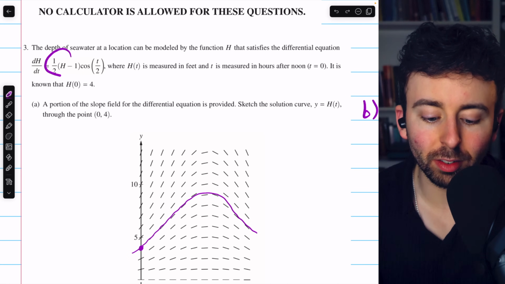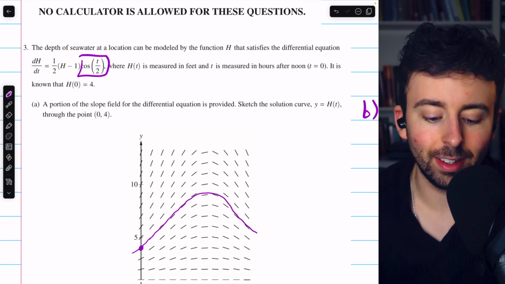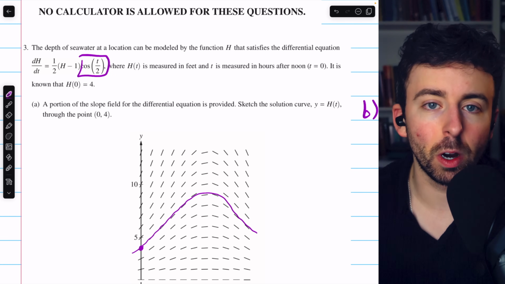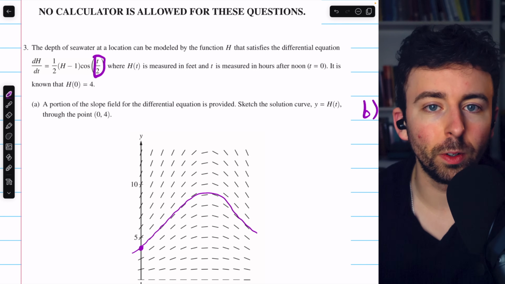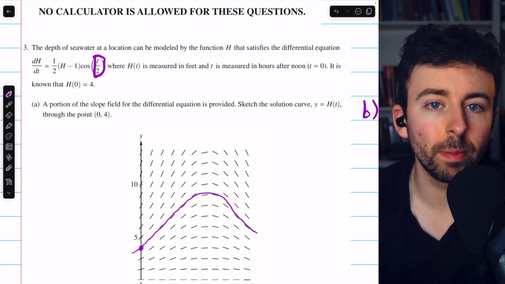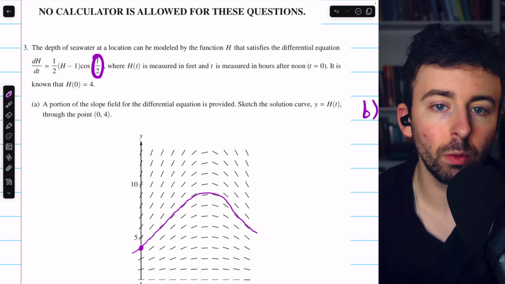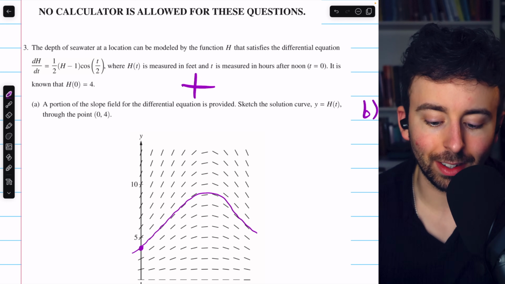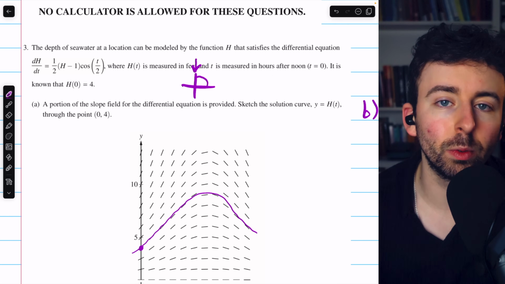Thus, the only way this derivative will be 0, and thus we get a critical point, is if cosine is 0. Cosine is 0 at pi over 2, and since the input is t over 2, this function will be 0 when t is equal to pi. That way, the input will be pi over 2. If you think back to the unit circle, that gets us up here where the x-coordinate, cosine, is 0. So it's at t equals pi.